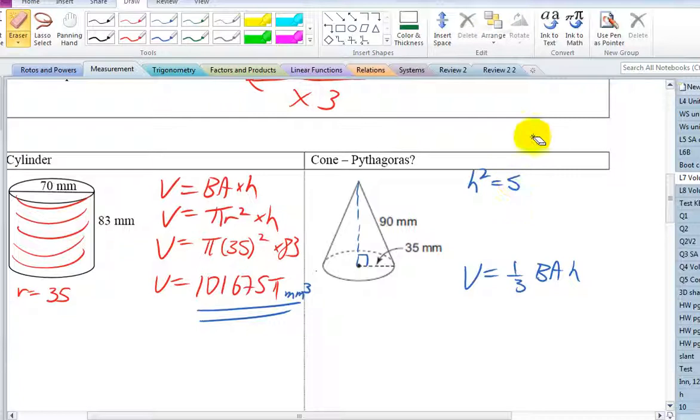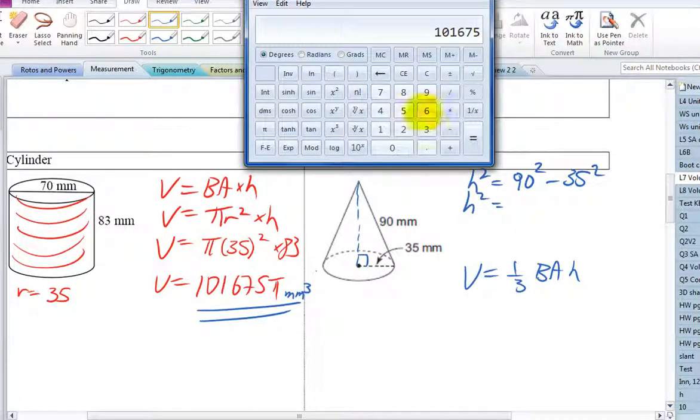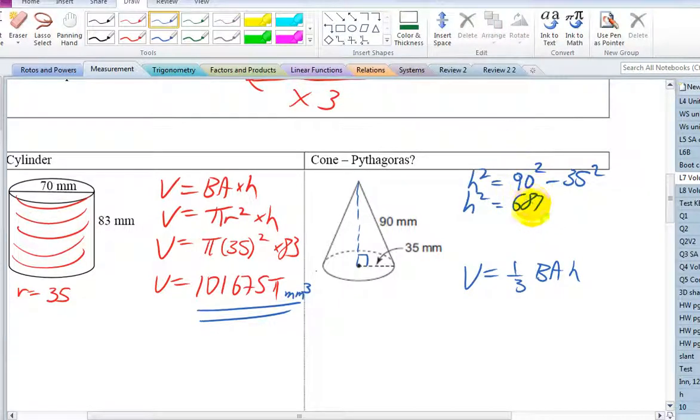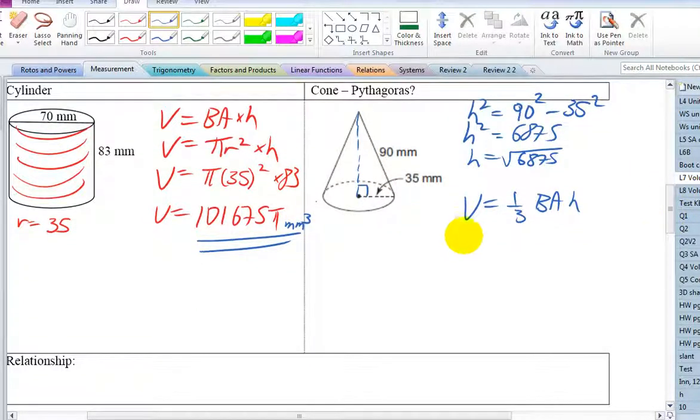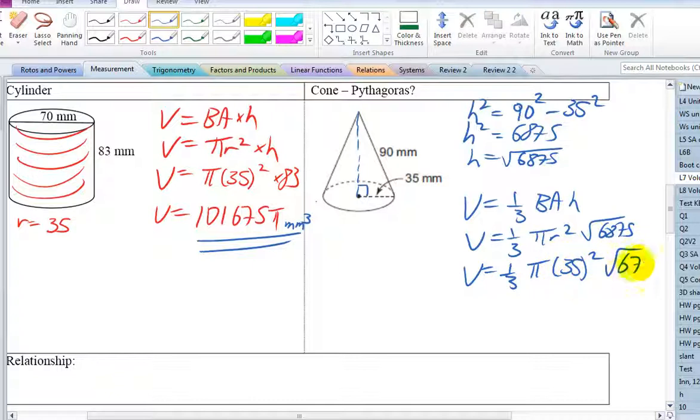So, the height: 90 squared minus 35 squared. Okay, so that's going to be 90 times 90 minus 35 squared equals 6875. So h equals square root 6875. Okay. So volume equals 1/3 pi r squared times root 6875. Volume is 1/3 pi times 35 squared times root 6875.